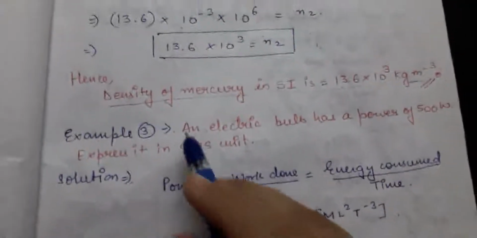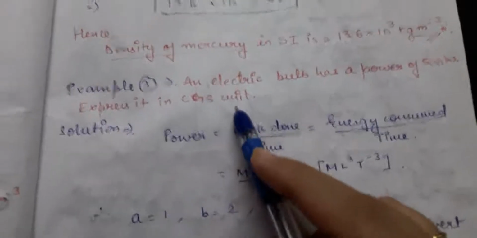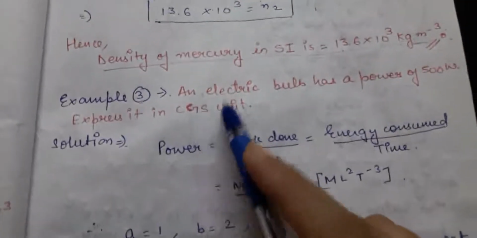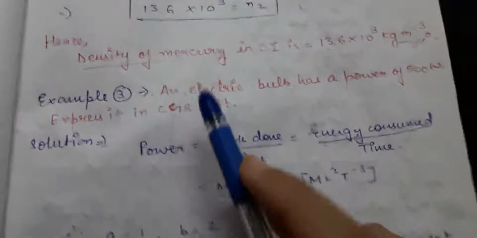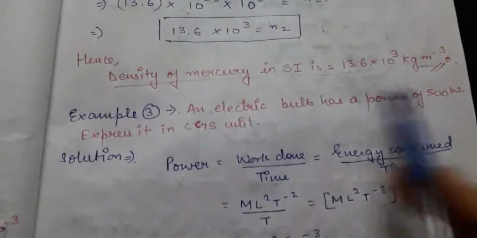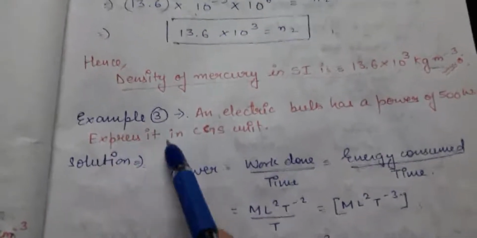The next question, I am solving one more question for you. After this I will give an assignment for you to solve. This is the last question which I am practicing for you. An electric bulb has a power of 500 watt. Express it in CGS unit.